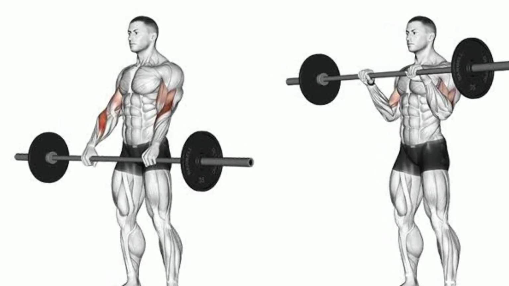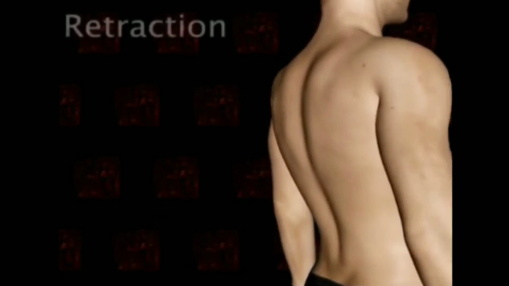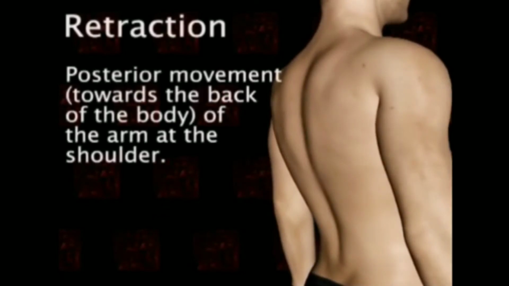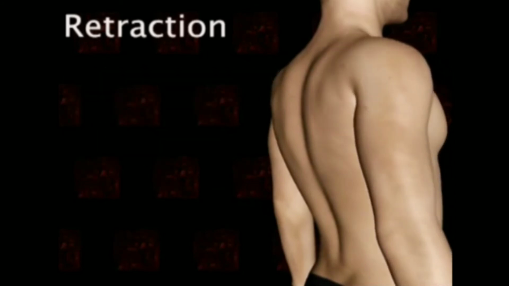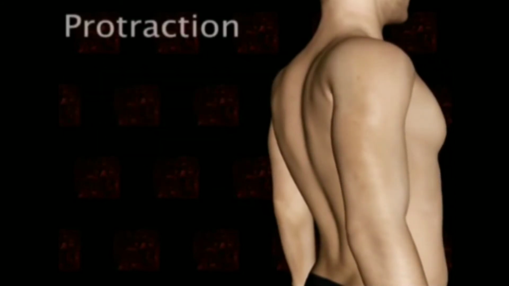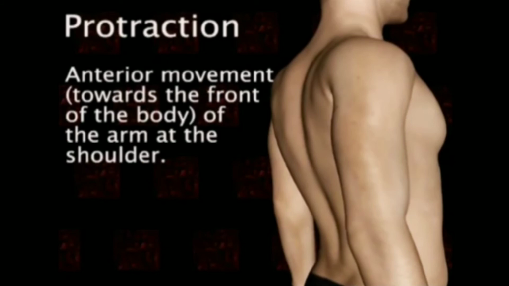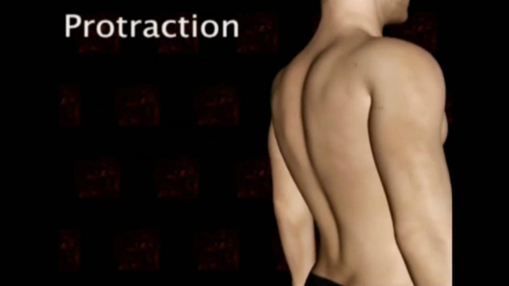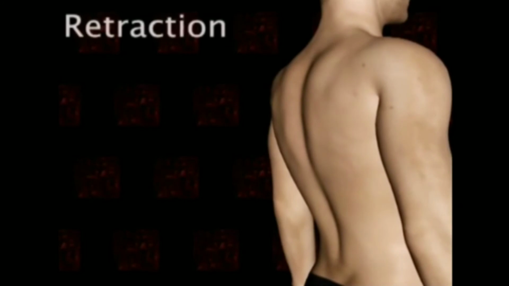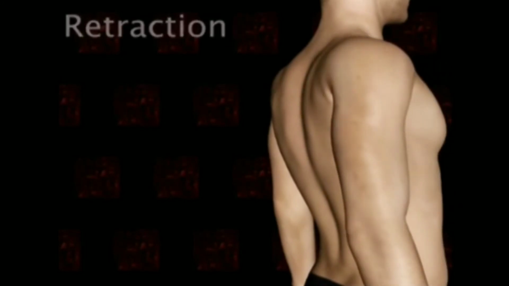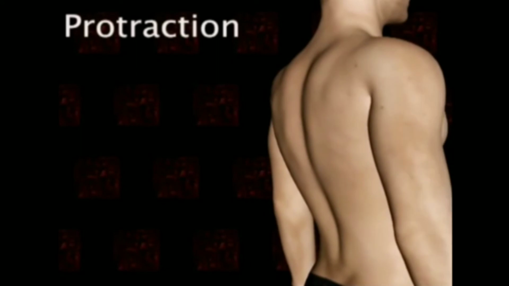Next comes retraction, the posterior movement, meaning towards the back of the body. You're moving the shoulder joint, one example, rowing. In the same way, protraction means towards the anterior portion of your body. Anterior means front, posterior means back. Retraction is towards the posterior, the back. Protraction means towards the anterior portion of the body, that is the chest.